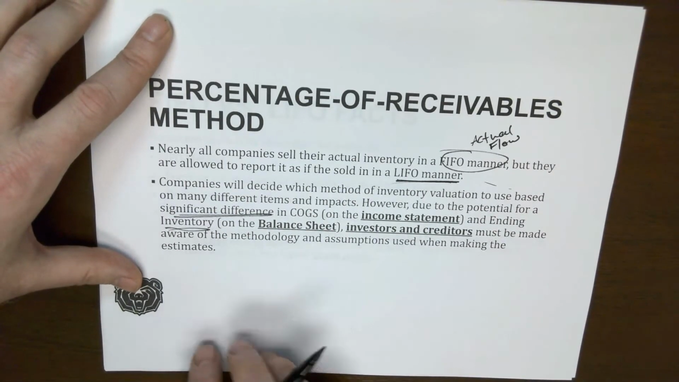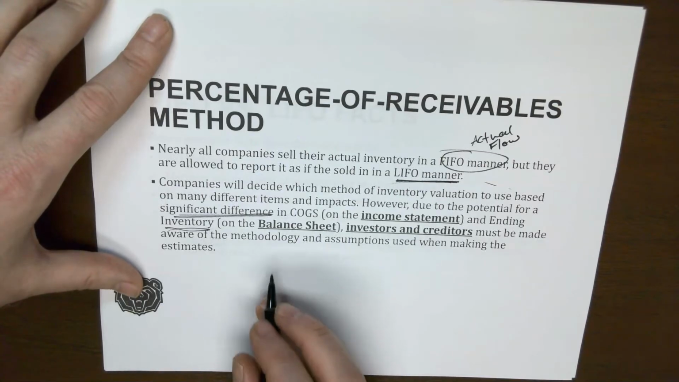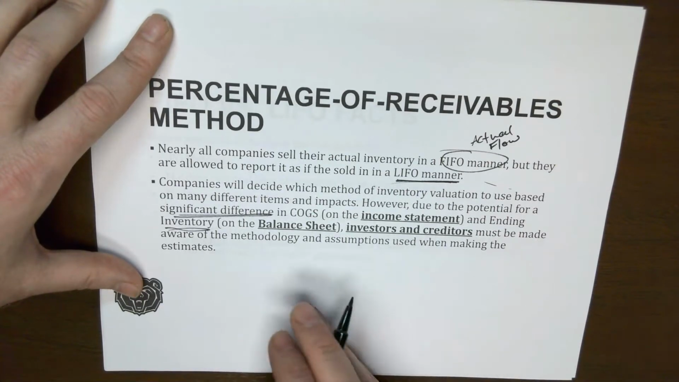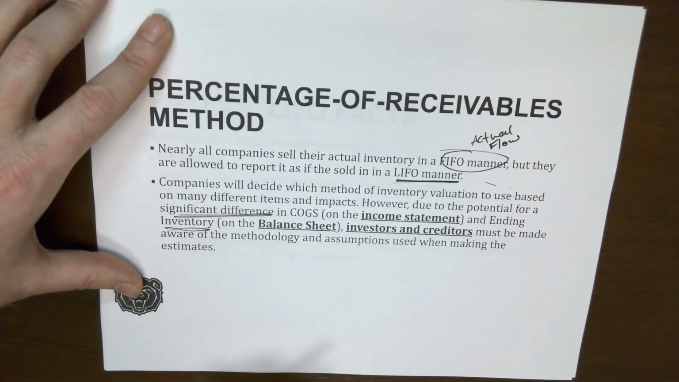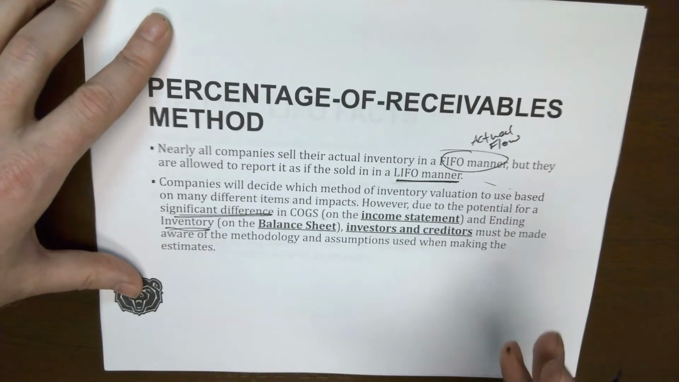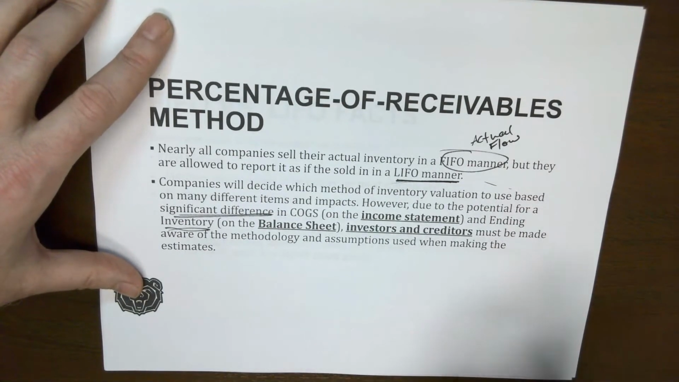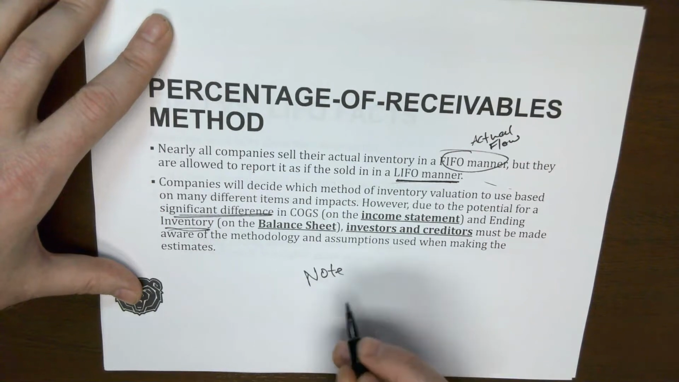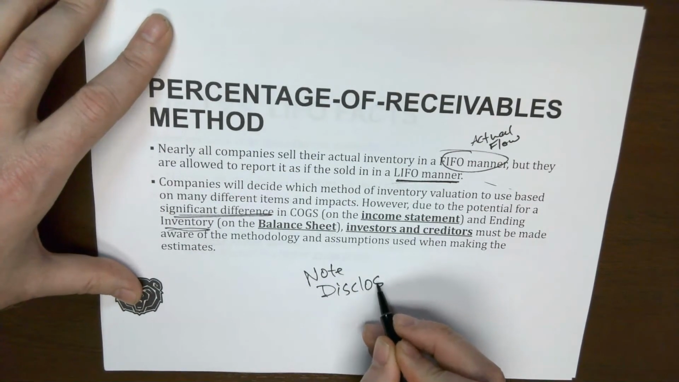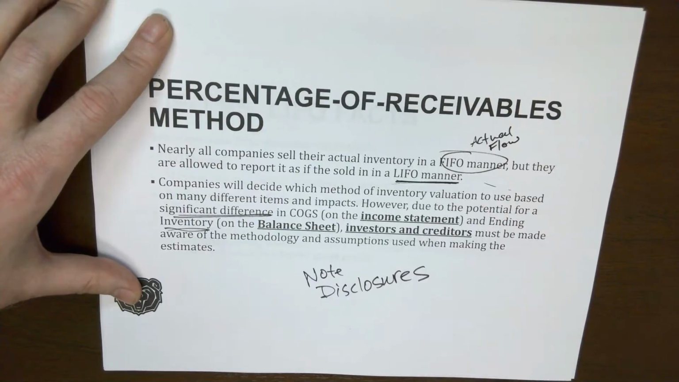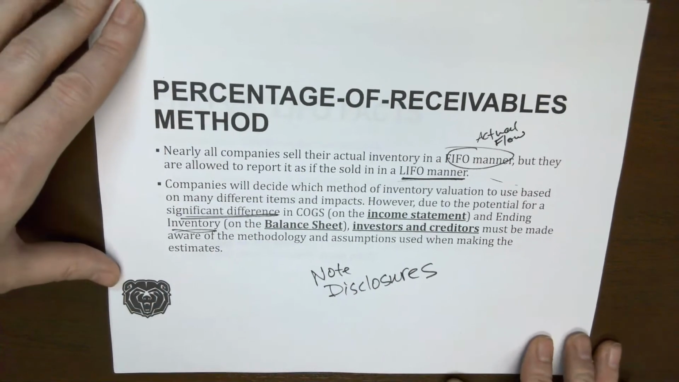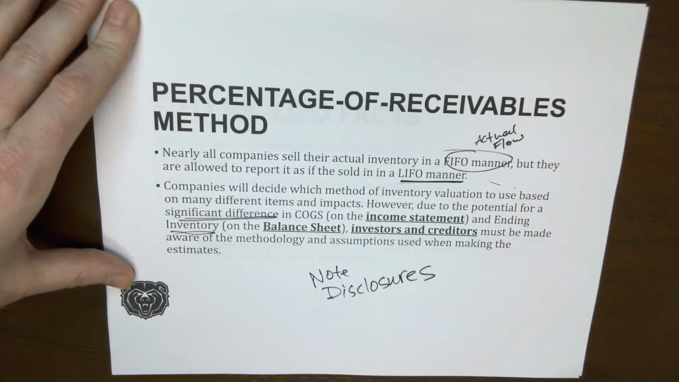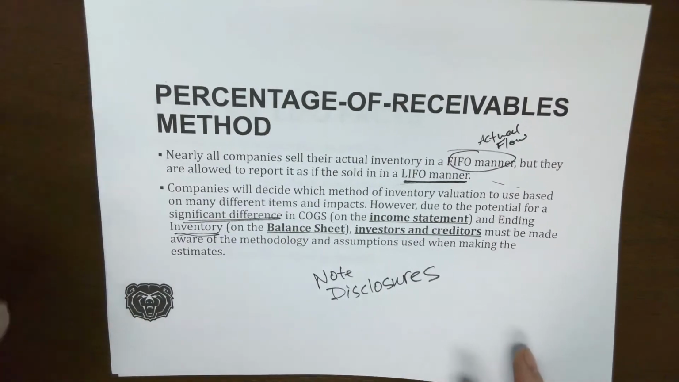What this is saying is, because your COGS and your ending inventory, your income statement and your balance sheet, can be affected so significantly by the choice that you make in the method of valuation, you have to make a note. This is where note disclosures come in. You have to tell them, we use LIFO for this inventory, but we use FIFO for this inventory, and here is why. You can't just say we use it. You have to say we use it, and this is why. There has to be an explanation for it.